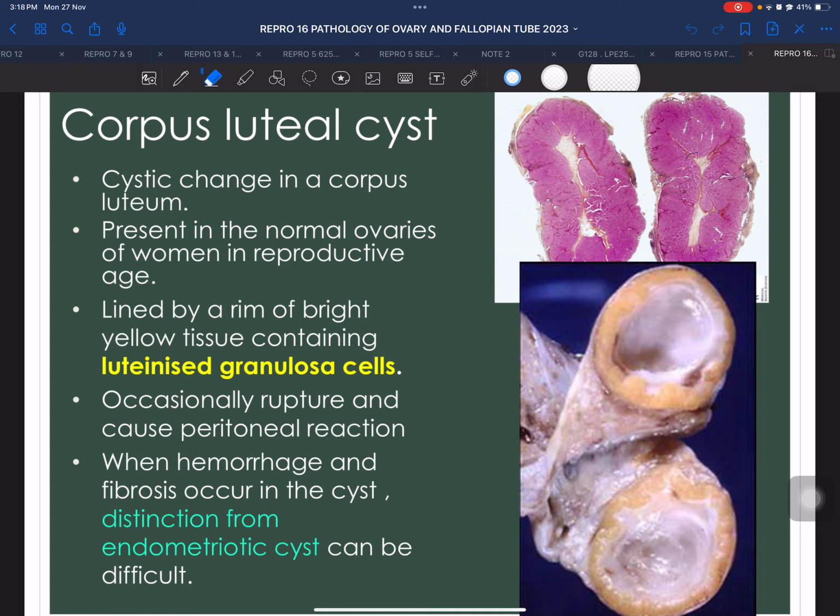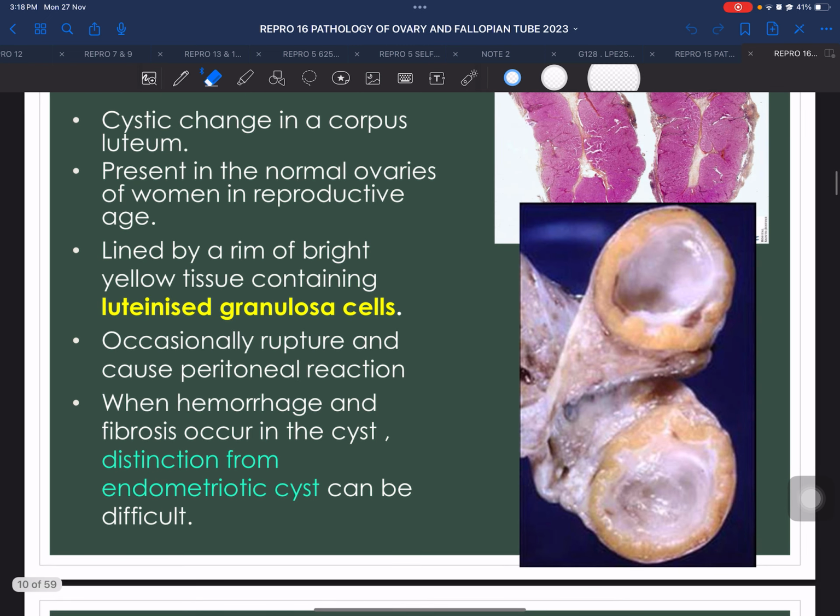Occasionally, they can become ruptured and cause a peritoneal reaction. They can undergo hemorrhage, and when they do, they can contain hemorrhagic material inside the cyst. So distinction from an endometriotic cyst can be difficult. Okay.